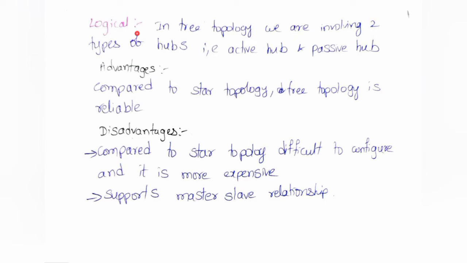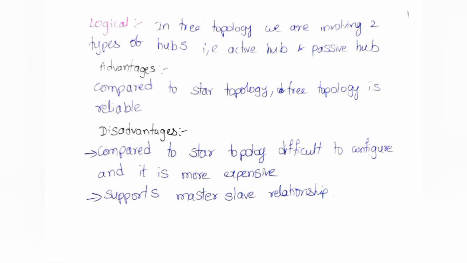Now the logical behavior of the tree topology. In tree topology we are involving two types of hubs, that is active hub and passive hub. Next one is the advantages. Compared to the star topology, tree topology is reliable. In star topology we are depending on only one hub, a single controller, whereas here we are having multiple hubs, passive hubs and active hubs.